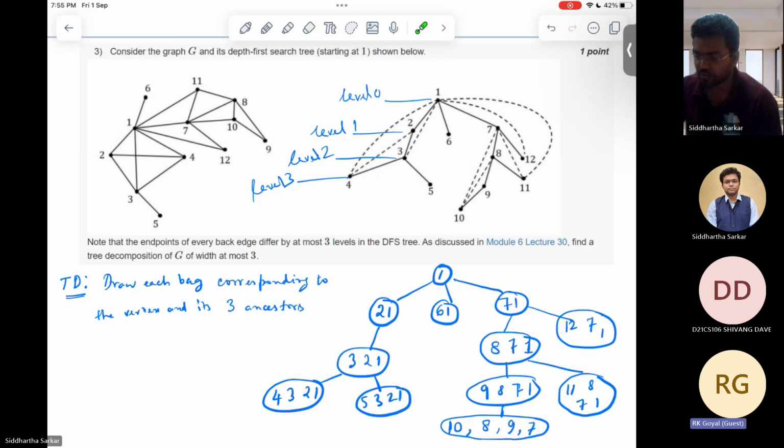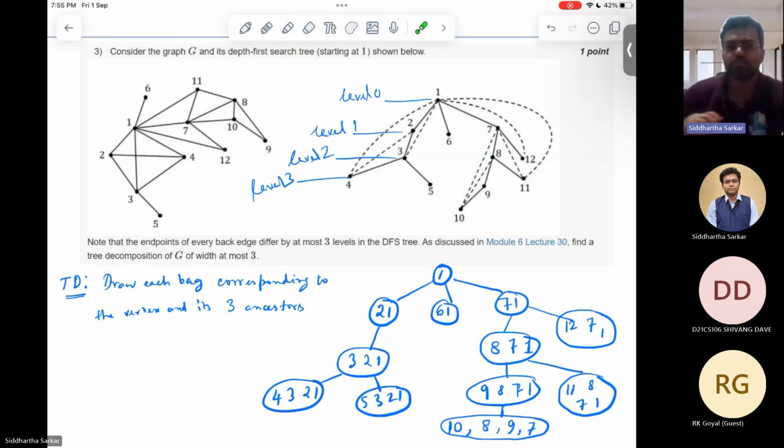Your video got freezed, and even your audio is not audible. You were not audible for a while. Okay, I think there is some network issue right now. Sound quality is bad. But I could hear till the point that this is a valid tree decomposition, and then you explained that all the edges have been covered, and moreover there is connectivity between these bags. Yes, that is well understood.